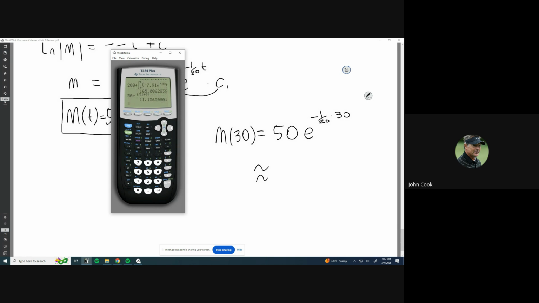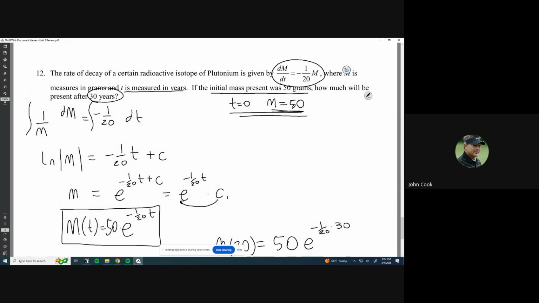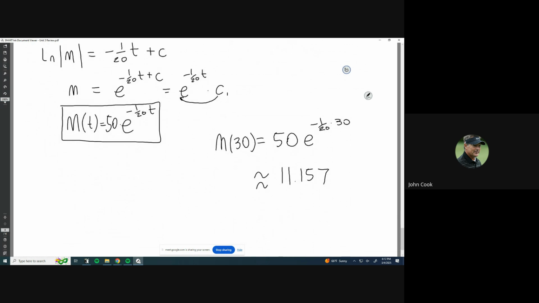What do we get? 11.156. Well, let's round it to 3 decimal places. 11.157. And what were the units on this? It was rate of decay of radioactive plutonium, and mass is measured in grams. Okay, so it's going to be grams of plutonium.